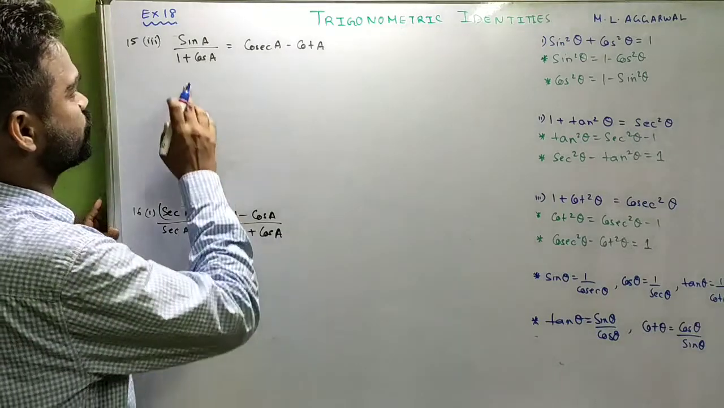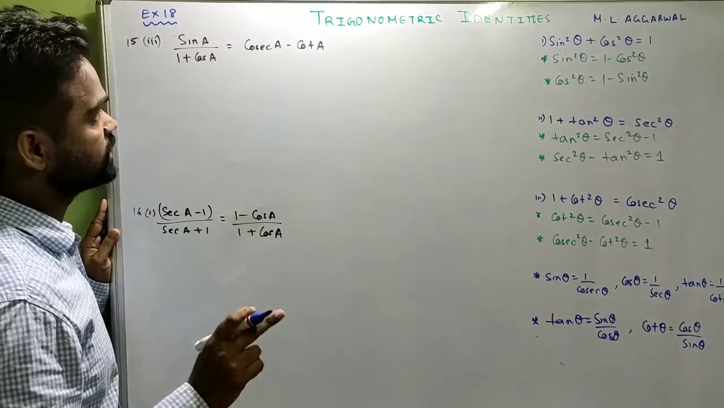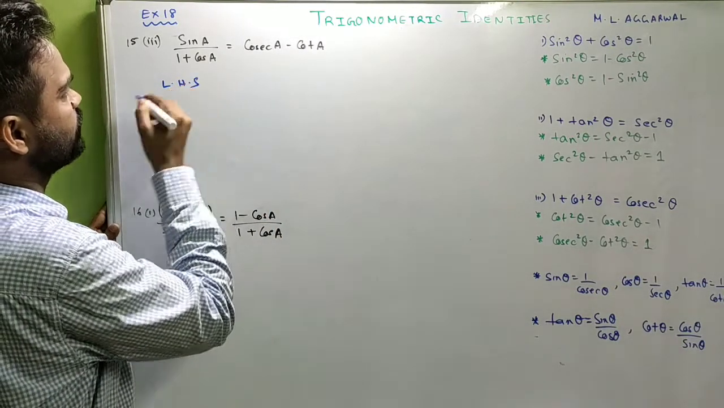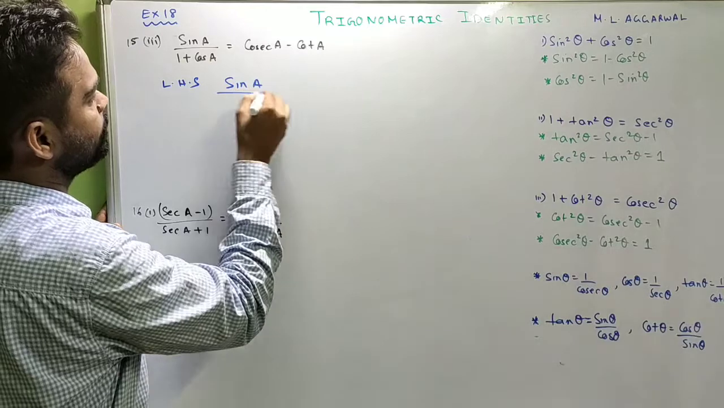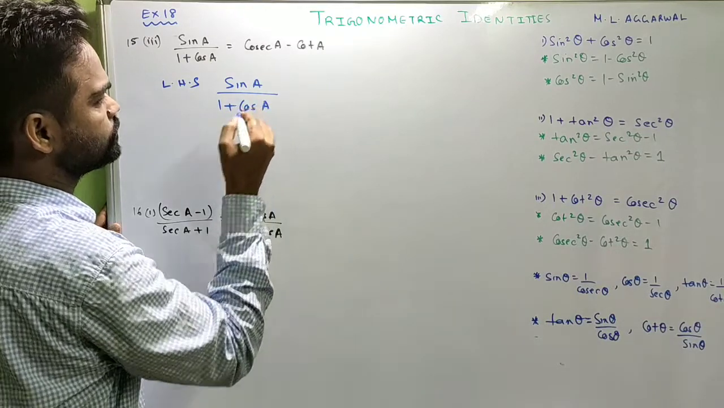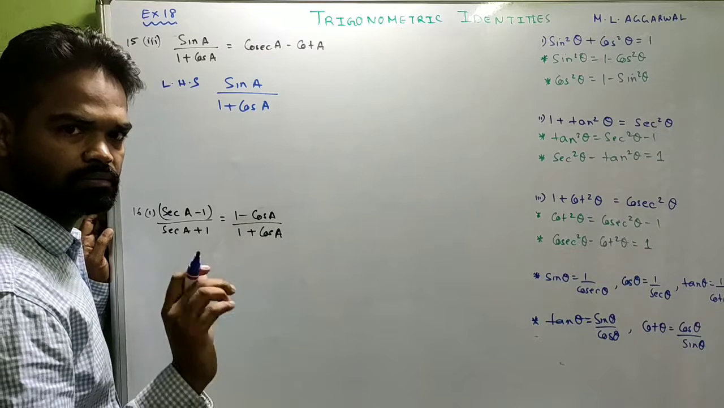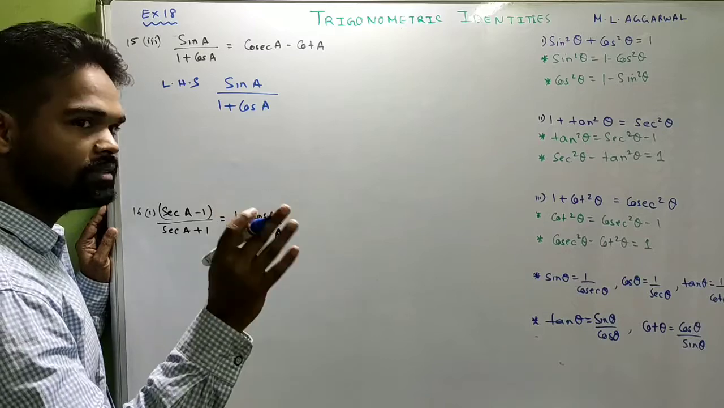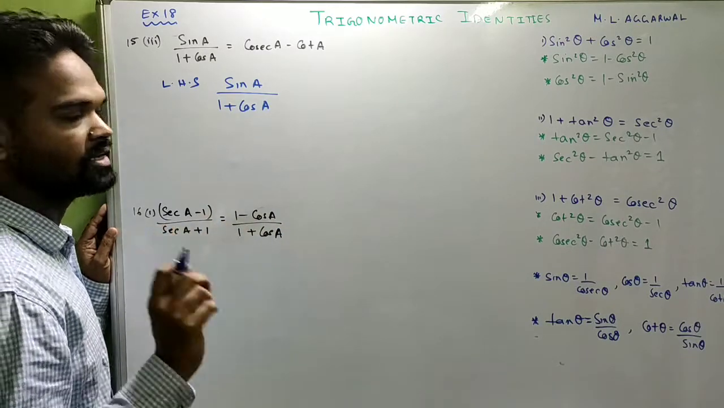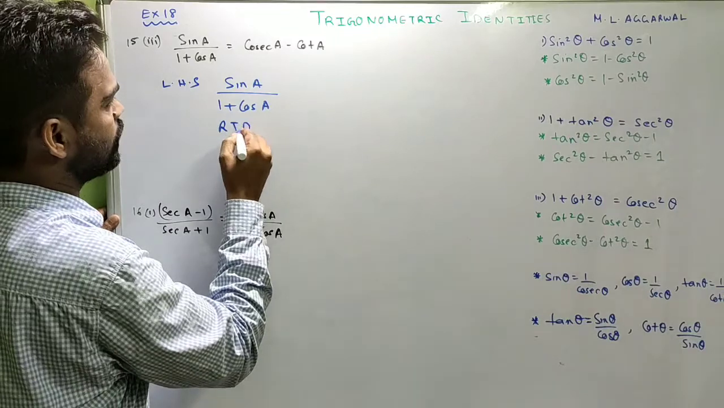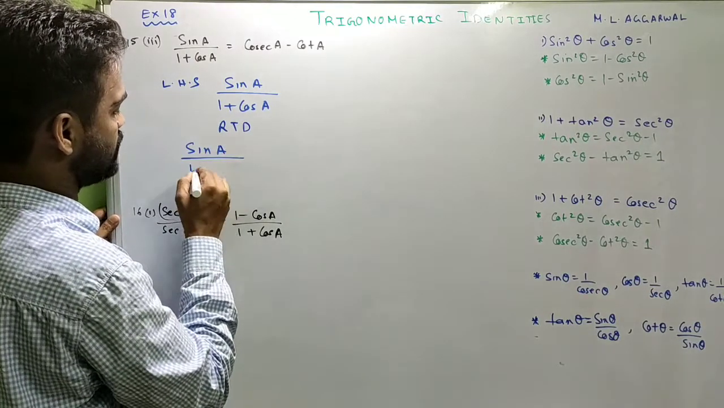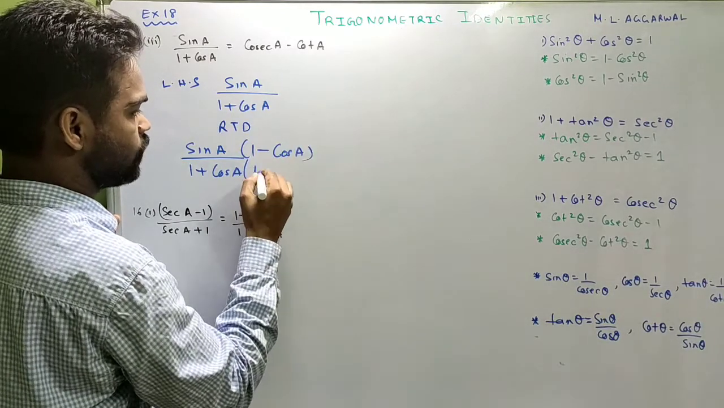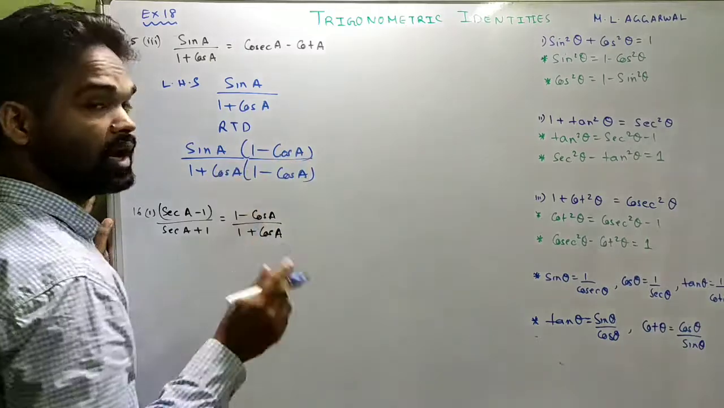Now look at 15 part 3. Prove that sine A by 1 plus cos A is equal to cosec A minus cot A. Just look over here. Left hand side is what? Sine A by 1 plus cos A. Over here also, I'll rationalize the denominator. Whenever there is 1 plus cos A or 1 minus cos A or 1 plus sine A, 1 minus sine A, in the denominator, most of the time we rationalize the denominator. See? Rationalize the denominator, which means we need to multiply the numerator as well as the denominator with 1 minus cos A. How does it help us?